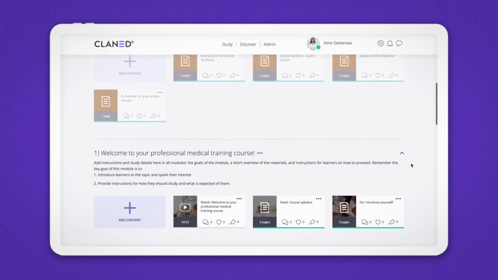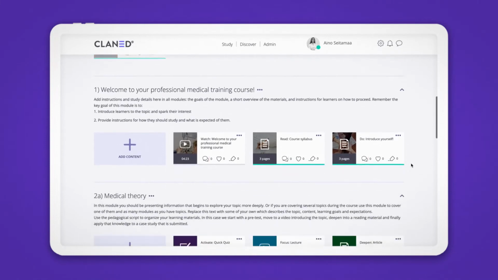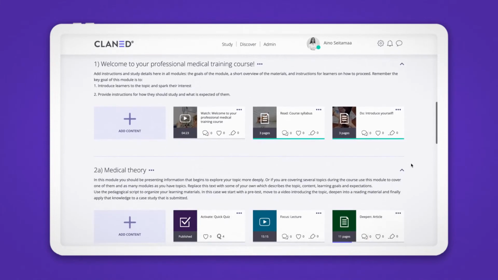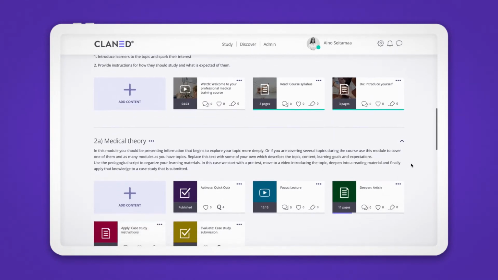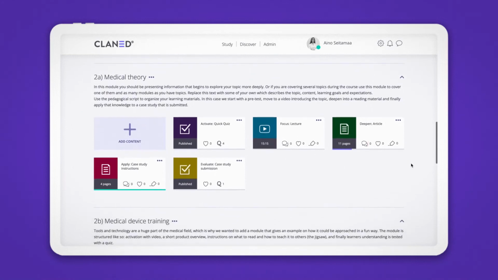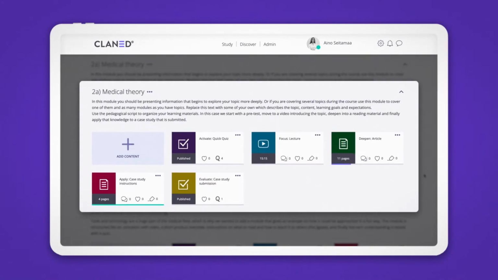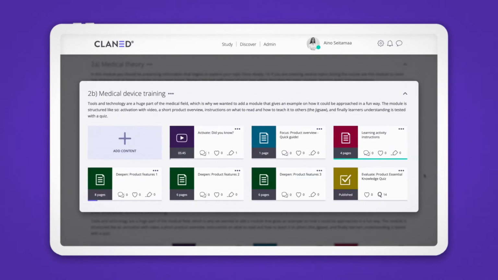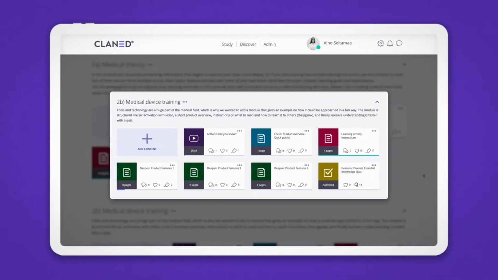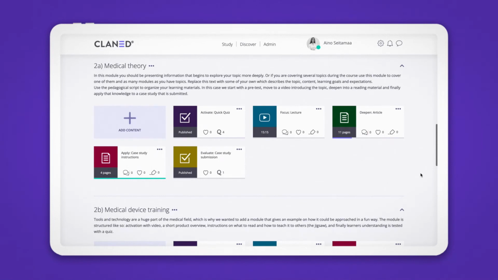The modules visible for learners begin with an introduction to the topic and ask learners to introduce themselves in the course chat. This is an awesome way to encourage social learning later on in the course. After this, the self-study materials are divided into modules, theory and medical device training. These are just two examples of the different themes you may wish to incorporate into your course.